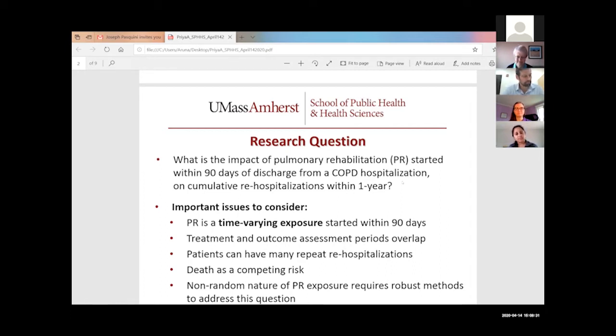And then patients are really sick, so they can have repeat rehospitalizations. And these are sick patients, so death is a competing risk in this cohort. And because this is an observational study, we have non-random nature of the exposure. So it requires some robust methods to answer our question.